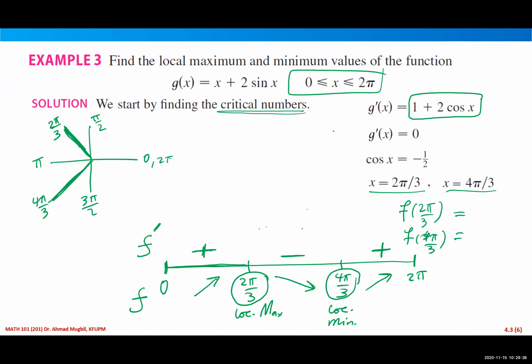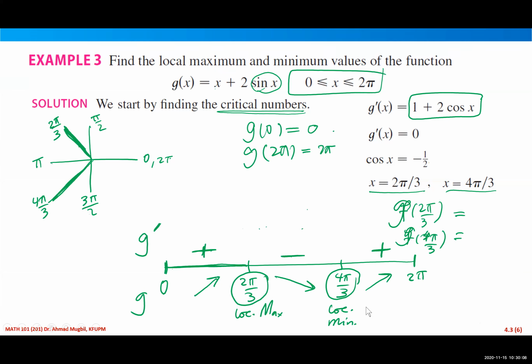By the way, the value of the function at 0 will be what? 0. Am I right? Sine is 0, so this is 0. So f or g? It is g indeed. I'm talking about f here, so why didn't you correct me? This is wrong. This is g, not f. So g at 0 is 0, Shabab. And g at 2 pi, what is it?